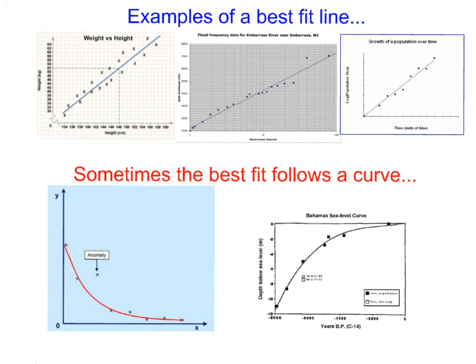Sometimes, however, the best fit follows a curve, not a line. Here, we can see that it's a curve. This is an anomaly. Sometimes one of your data points will be wildly different than the rest, and it will not participate in your determination to make a line or a curve. Here is also another best fit curve.